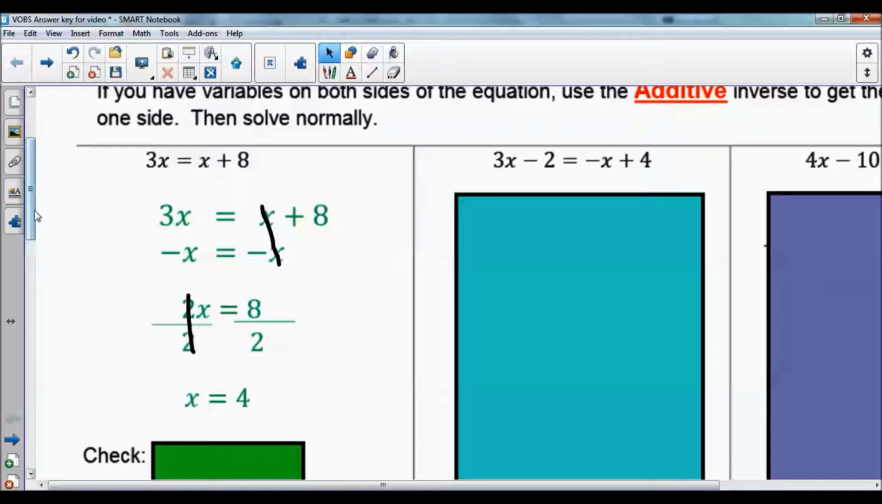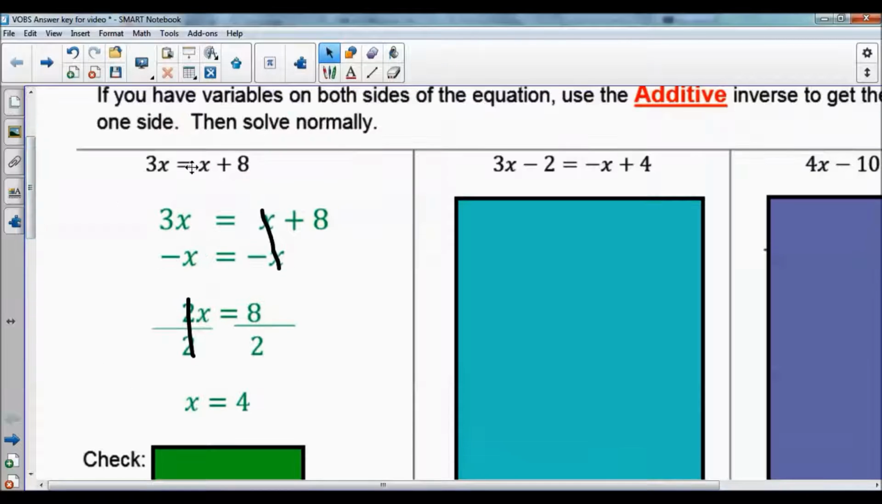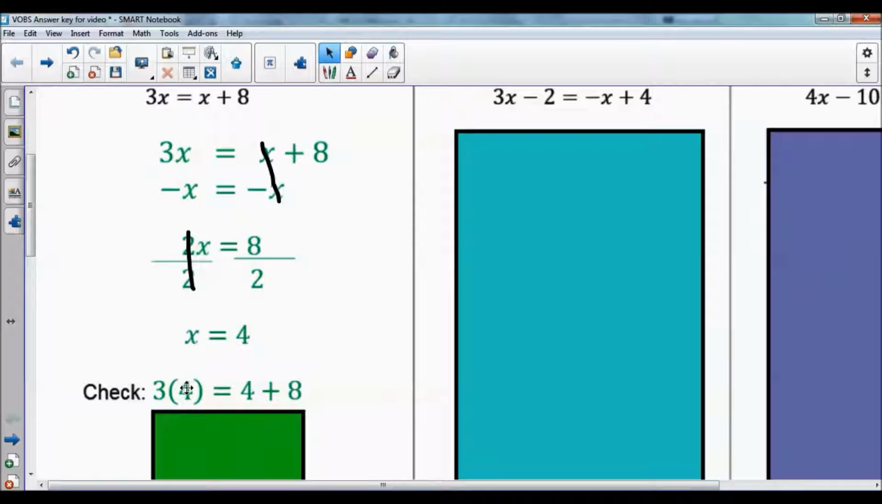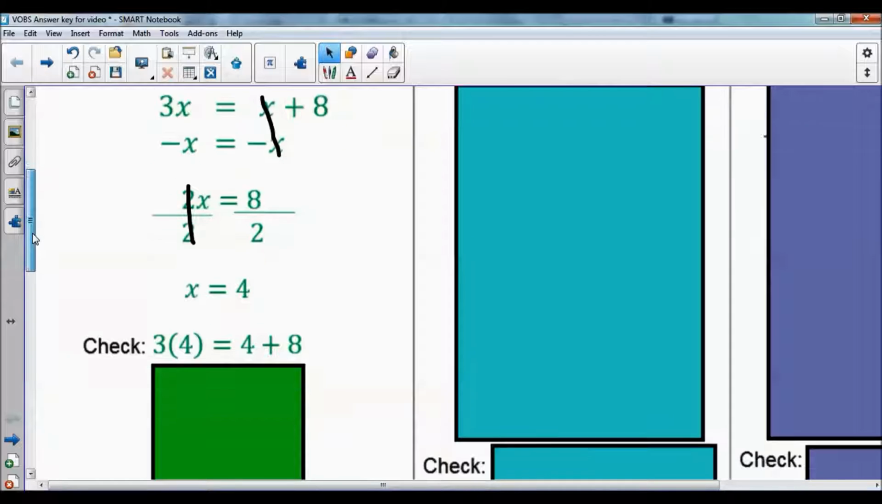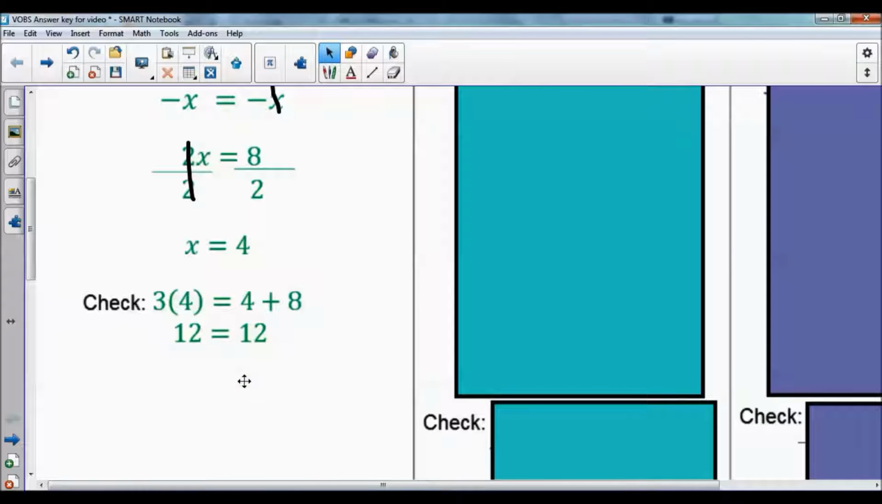Again, just like with our other equations, we can check our answer. But this time we have x's on the left side and the right side of our equation, so we have to plug it in twice. Looking at our original equation, you'd have to do 3 times 4, which I put in parentheses, is equal to, instead of x, we plug in 4 again, 4 plus 8. When you solve both sides of your equal sign, they should be equal to each other. Well, 3 times 4 is 12, and 4 plus 8 is 12. So our equation checks out, right? We got the same thing on both sides of our equal sign, so our x must be correct.